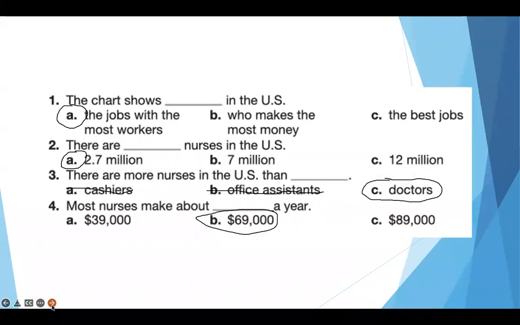All right, I'll read this one more time. The chart shows the jobs with the most US workers in the US. There are 2.7 million nurses in the US. There are more nurses in the US than doctors. Most nurses make about $69,000 a year. And that's it.